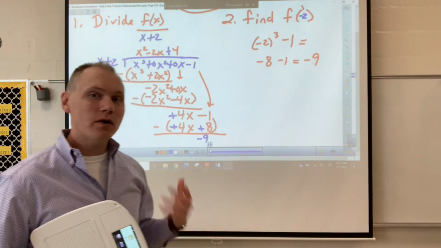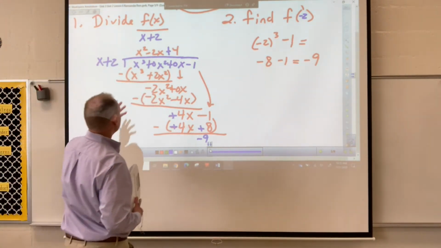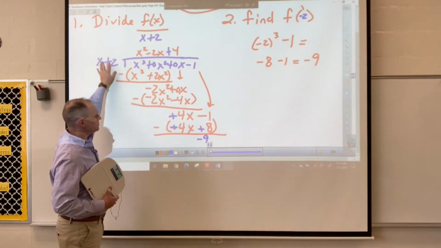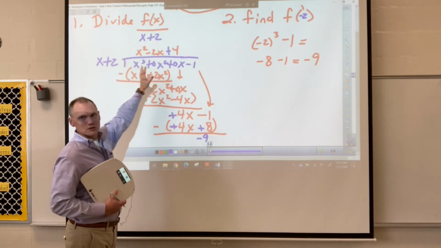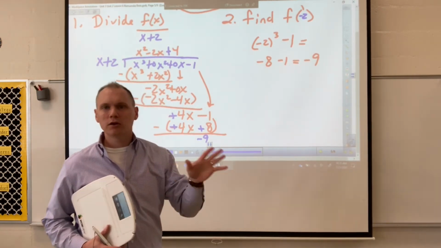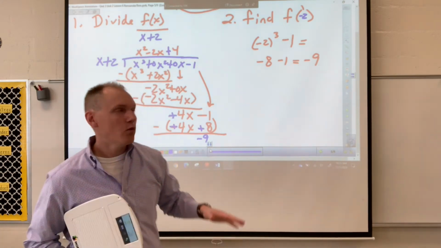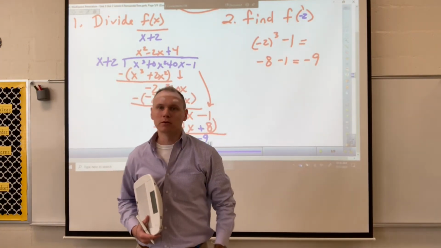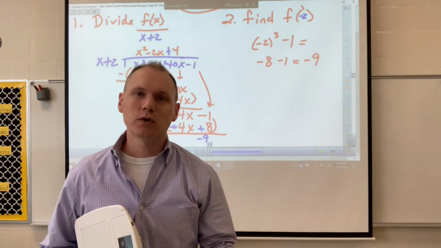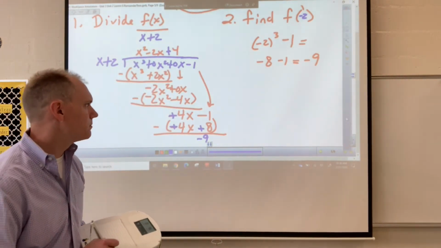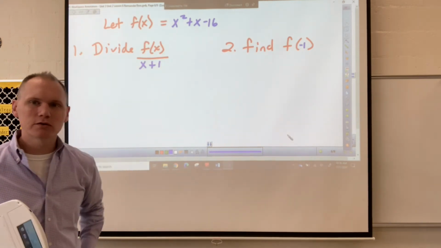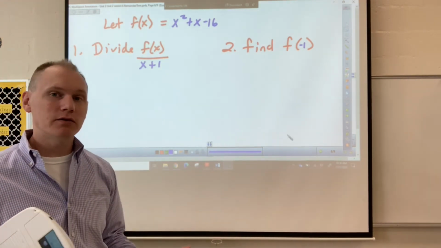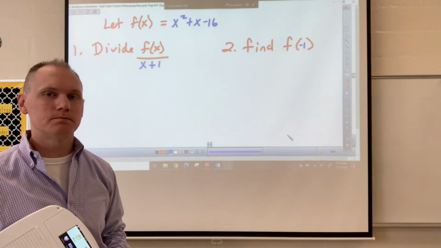So if, for instance, they said divide this cubic by this x plus 2, this divisor here, and just give me the remainder. You don't need to give me anything else, just give me the remainder. We could have just done this really quickly and found out that the remainder was negative 9. So that's what's really interesting about this remainder theorem. So let me give you one to try. So try this one real quick. Go ahead and do the division and then substitute in and see if, in fact, this continues to work.